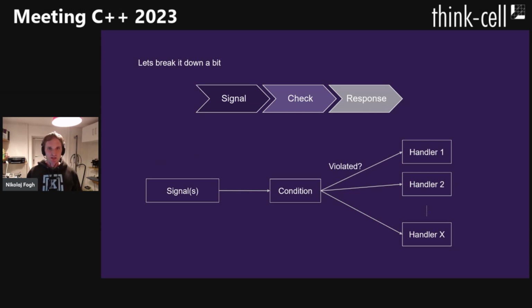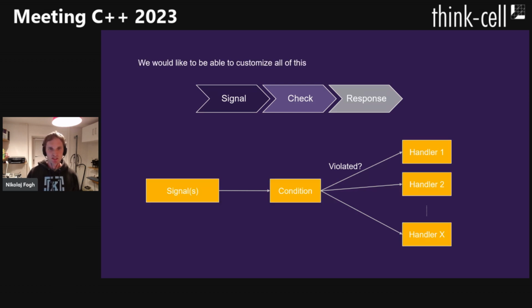So let's try to break it down a bit. As I talked about before, we have some signal. We need to do some kind of check on this signal, and in the end, we need to give a response. So in this diagram here, we have some signals coming in. We need to check some kind of condition. If that condition is violated, we need to call some amount of handlers. And we want to be able to customize all of these things.